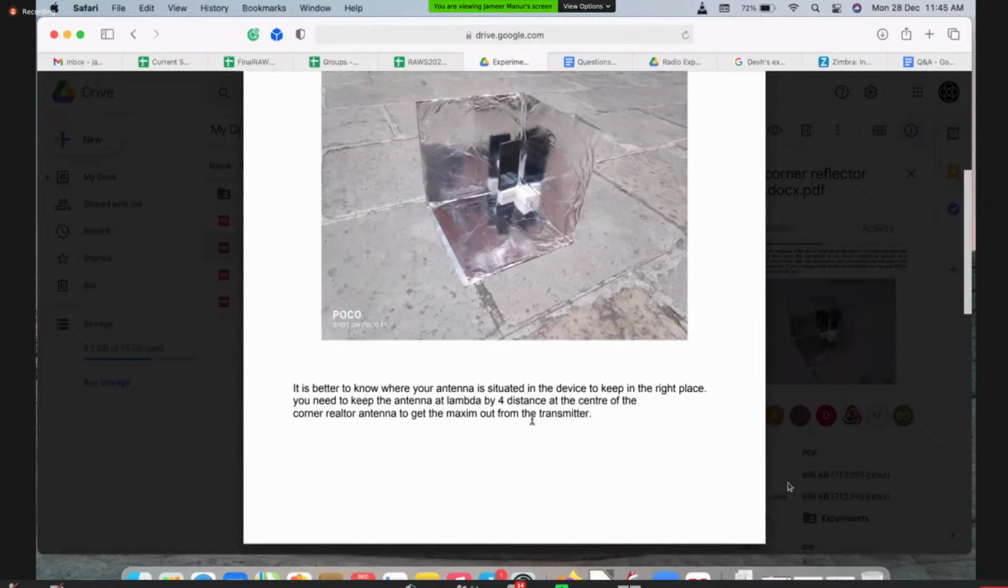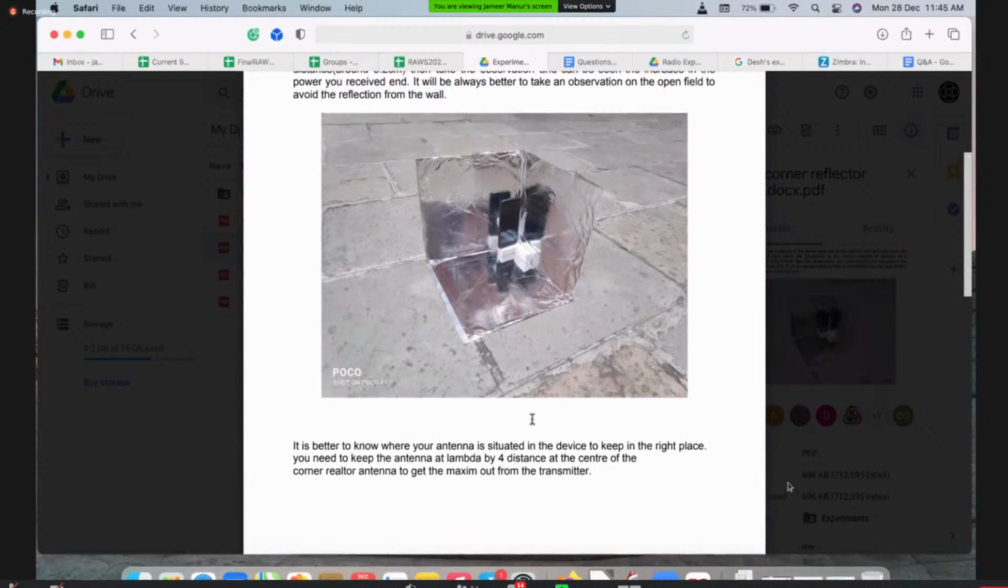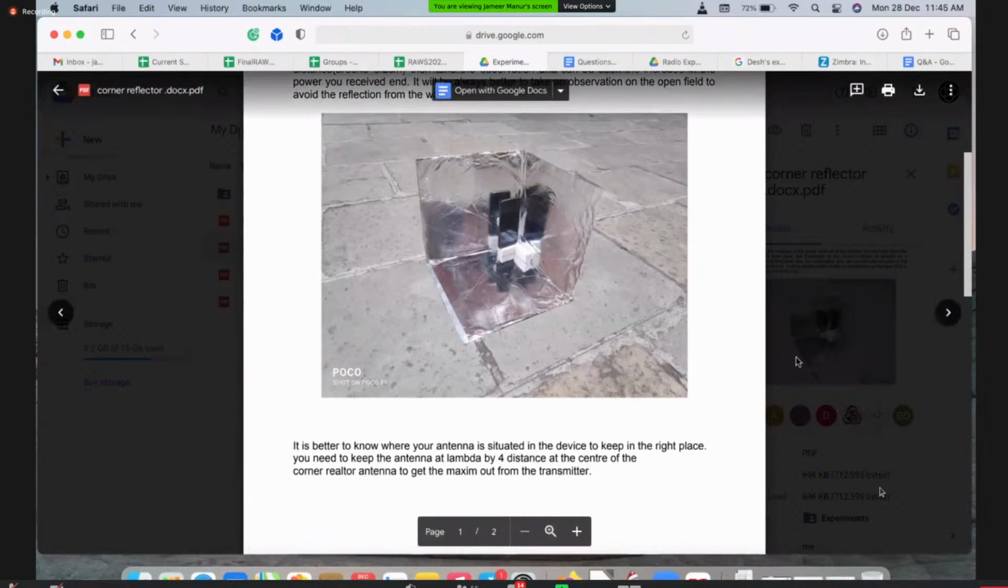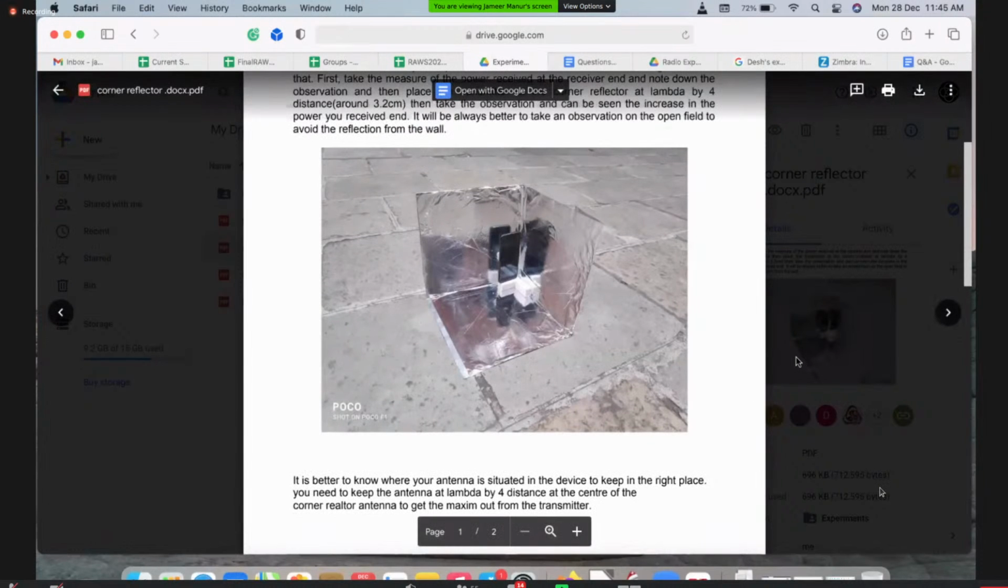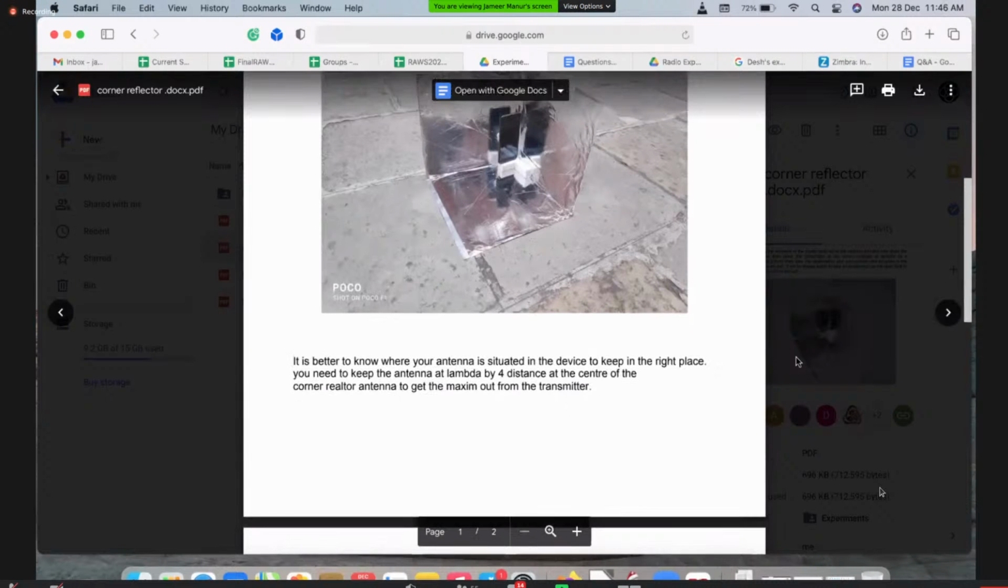So in any experiment, we will avoid keeping those devices on the floor or on the ground. We'll keep them at some height, like using a chair or anything. Whenever possible, keep some distance from the ground, and avoid metals, I would suggest.